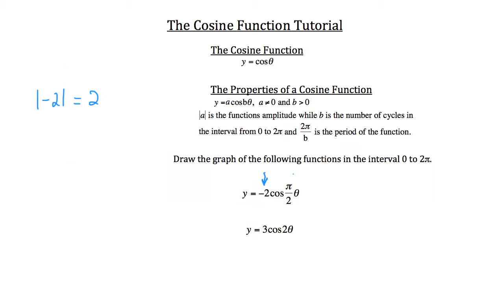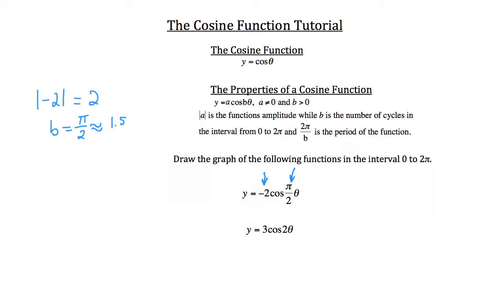Now take a look at this value here, pi over 2. Pi over 2 is our b value for this function. That's the number of cycles in the interval from 0 to 2 pi. Pi over 2 is roughly 1.5, so our b value is roughly equal to 1.5. So we have 1.5 cycles in that interval 0 to 2 pi.